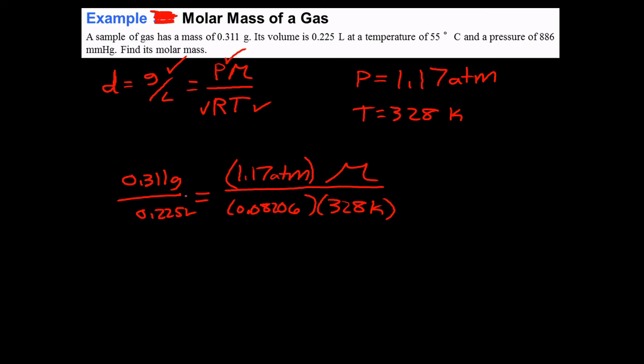If we do all this mess of math, so we're going to have 0.311 divided by 0.225 divided by 1.17 multiplied by 0.08206 multiplied by 328. So again, did the math over here and then multiplied by everything on the bottom to essentially move those over, and then divide by everything, which is just one thing on the top here. And what that leaves me with is the molar mass is equal to 31.8, oops, ran out of space there, grams per mole.